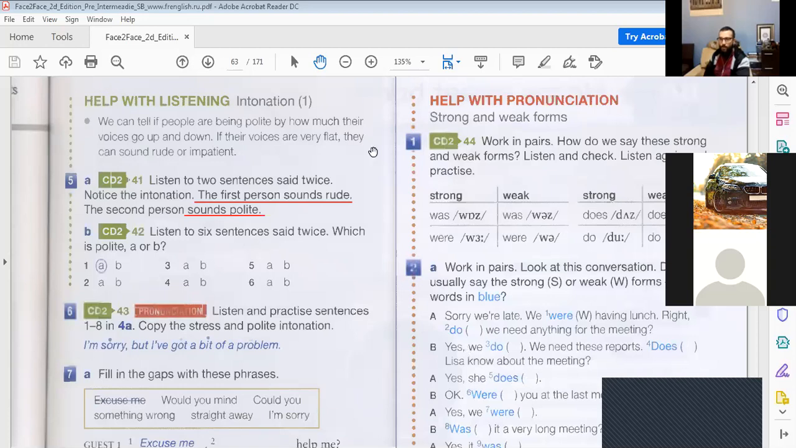Mm-hmm. Which one is more polite? B, do you think? B. Right. That's correct. B is more polite. Let's continue.